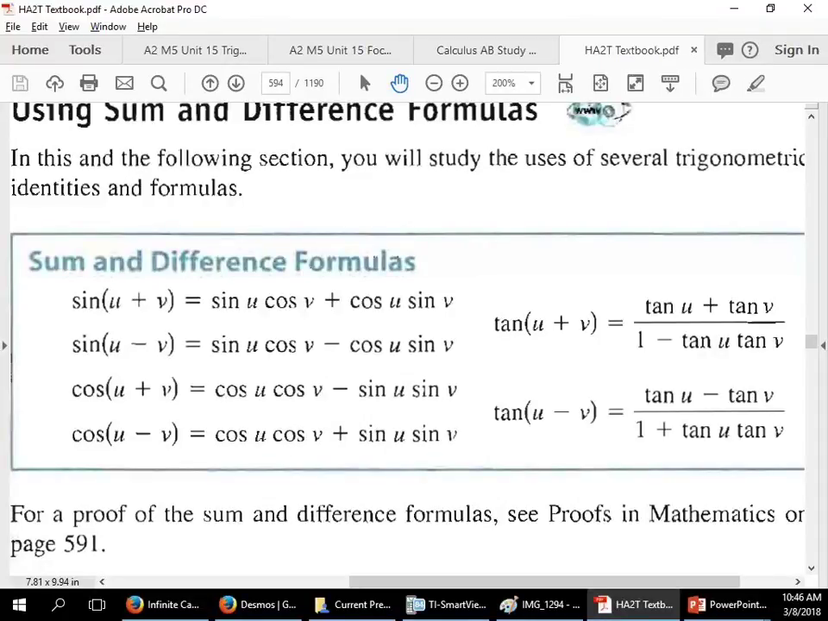Some difference formulas. I'm not going to explain to you how to get them just yet. Today is just a procedure. I'm going to show you guys how to use it. That's it. You guys ready? All right, procedure time. You got to know these formulas, and we got to know how to use them.